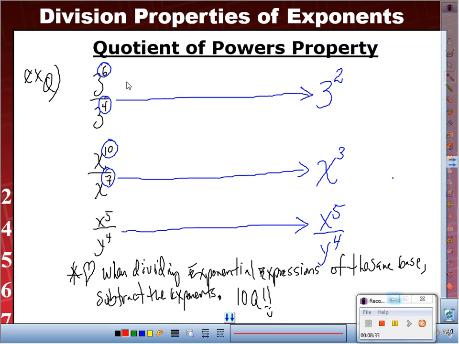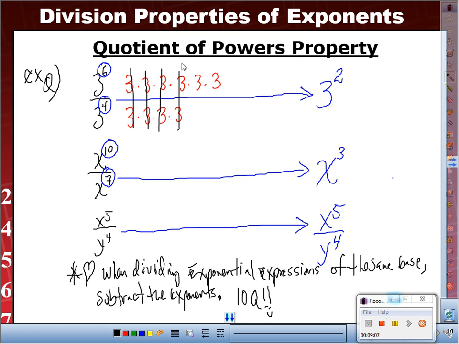3 to the 6 becomes 3 times 3 times 3 times 3 times 3 times 3. Do you agree with that? Look at the denominator. This is 3 times 3 times 3 times 3. Do you agree with that? Yes. Okay. So now, what is 3 divided by 3? 1. What is 3 divided by 3? 1, 1, and 1. Are we there so far? Yeah.